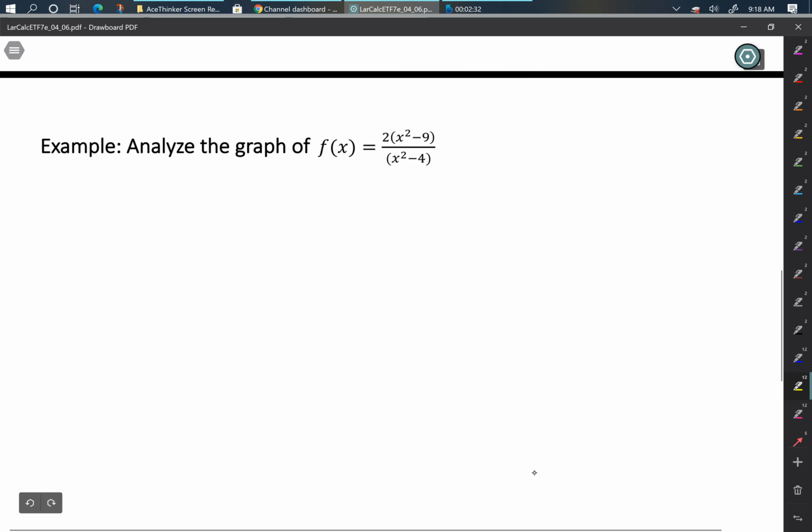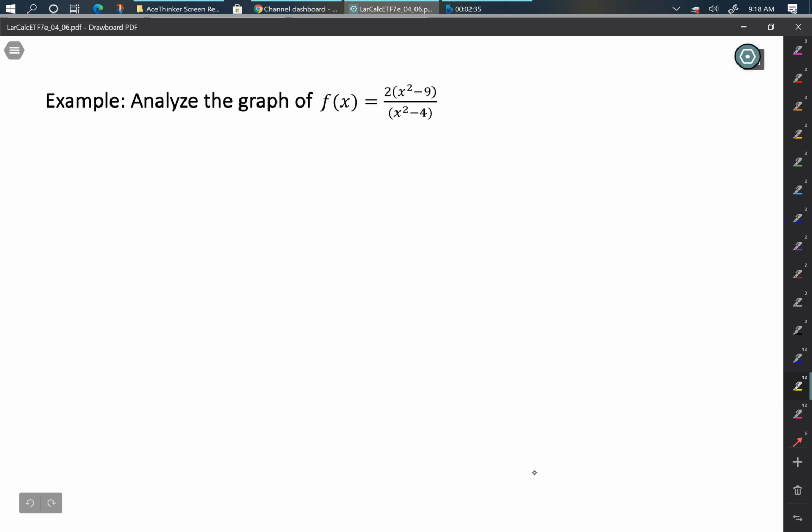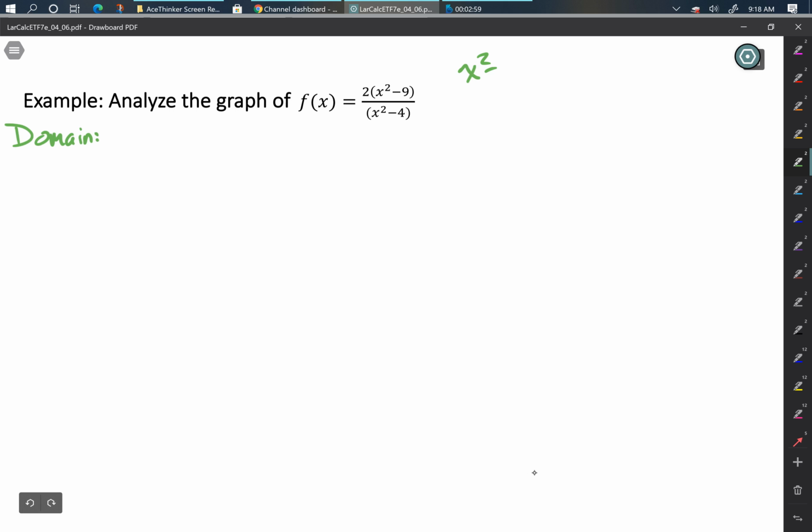It's right here. And so we're going to analyze the graph of the function f of x equals 2 times the quantity x squared minus 9 divided by the quantity x squared minus 4. All right, first things first, domain. Since this is a rational function, I know that I'm going to have issues if that denominator is ever equal to 0. So when will that denominator, x squared minus 4, ever be equal to 0? And that's going to be when x is equal to plus or minus 2. So I know that my domain is going to be negative infinity to negative 2, union with negative 2 to 2, union with 2 to infinity.